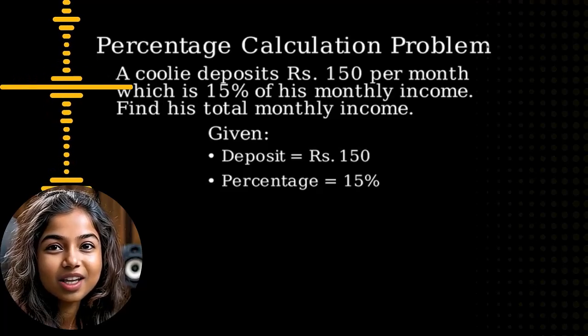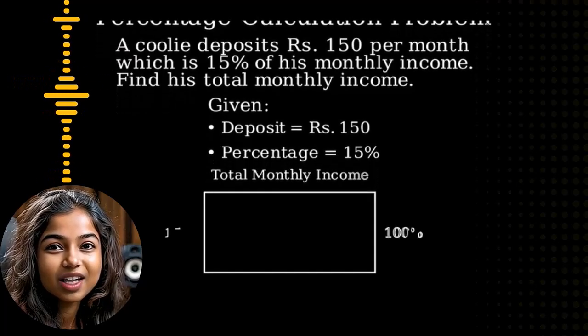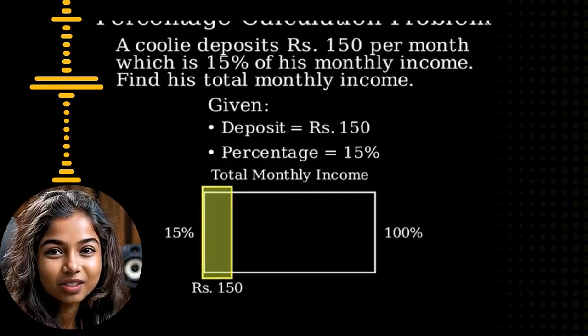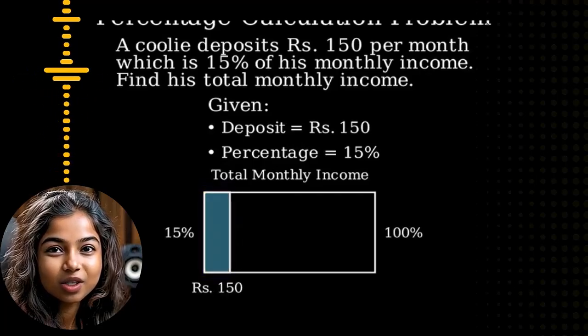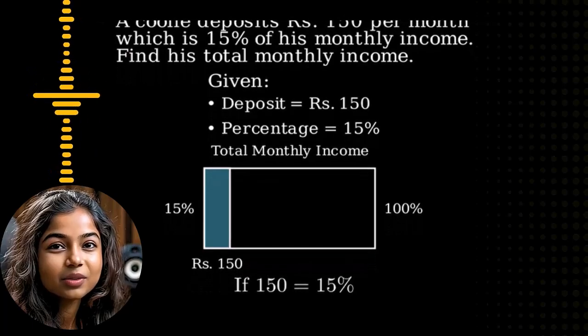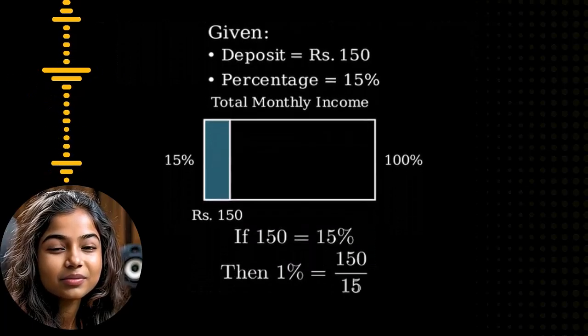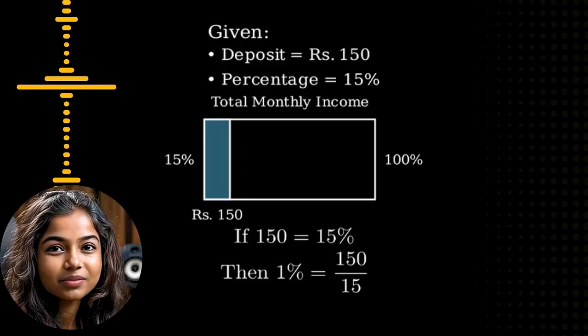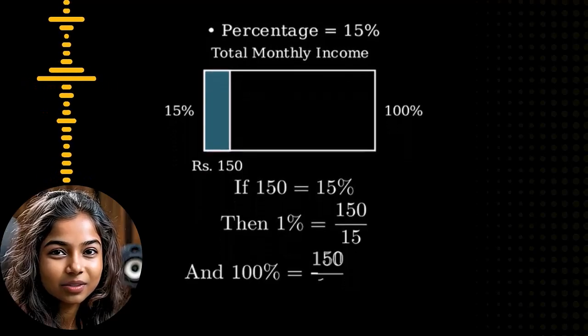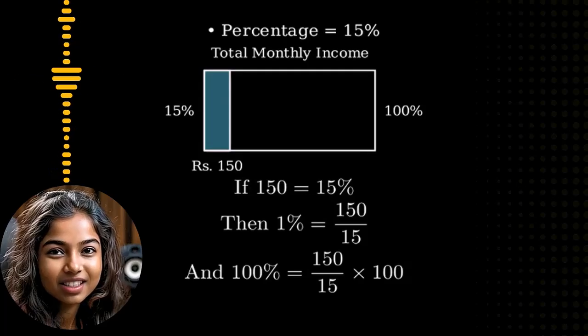Let's visualize this with a diagram. This rectangle represents the total monthly income. The shaded portion represents the deposit amount, which is 15% of the total. To find the total income, let's think about this step by step. If 150 rupees is 15% of the income, we can find 1% by dividing 150 by 15. Then, to get 100% or the total income, we multiply that result by 100.